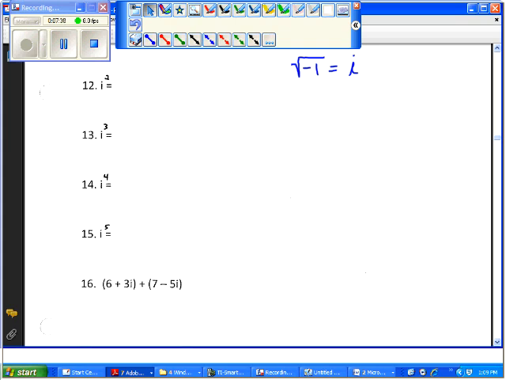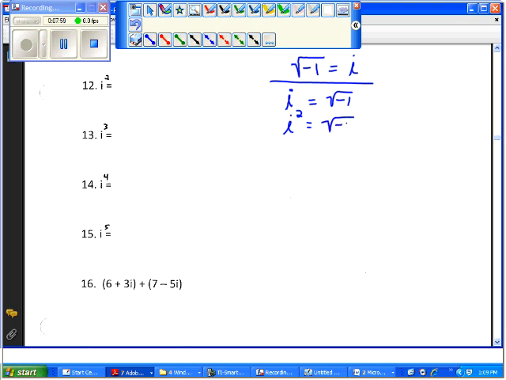So let's just talk about a bunch of i stuff. So let's just start with i. i is equal to what? The square root of -1. What would i squared be equal to? -1. And let's look at why.